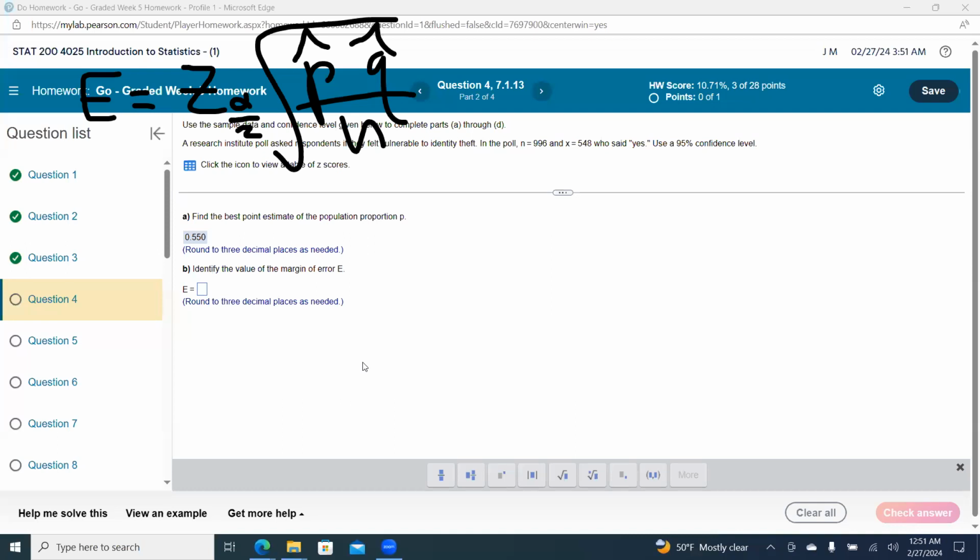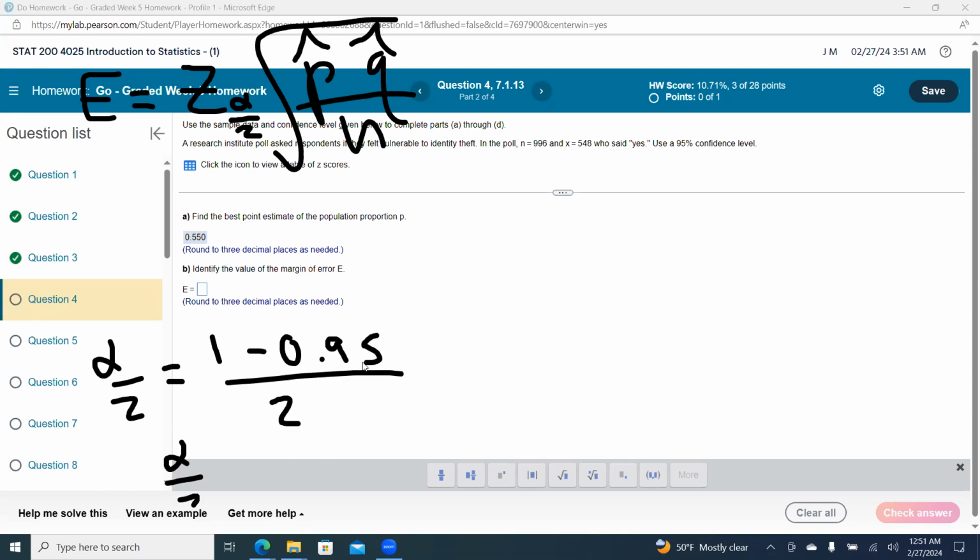So they kind of led us up to this. The z is all this stuff. We have the 95%. So alpha over 2 equals 1 minus 0.95 divided by 2. Most people have it pretty well memorized with 95, 0.025. And then we have to do the inverse norm.